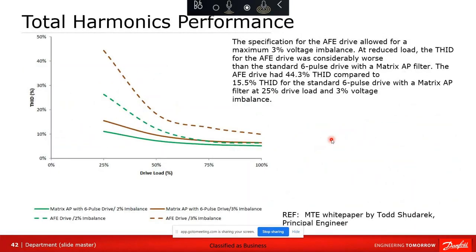And then this is an example of total harmonics, right? So the solid green line is 2% imbalance with a passive system. The maroon line, if you will, is 3% imbalance. The dashed green line is 2% imbalance with a regen drive, and the dashed red line is 3% imbalance with a regen drive. So, and there's the author of the MTE white paper.